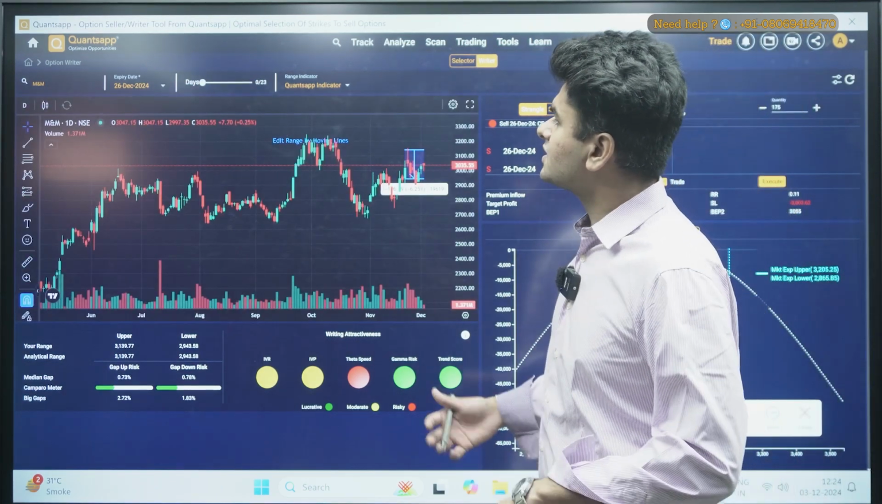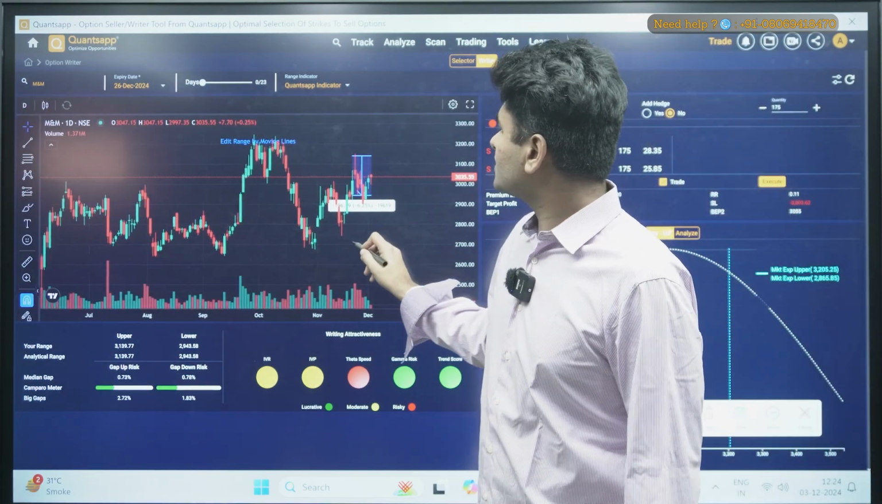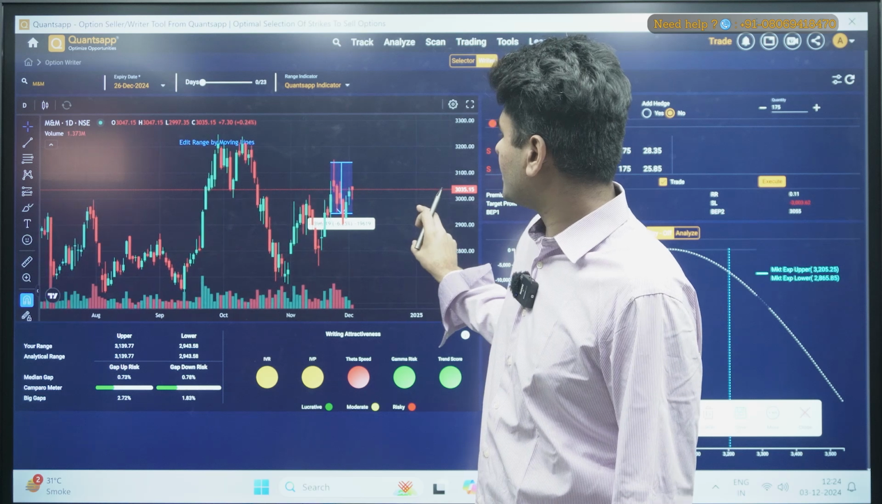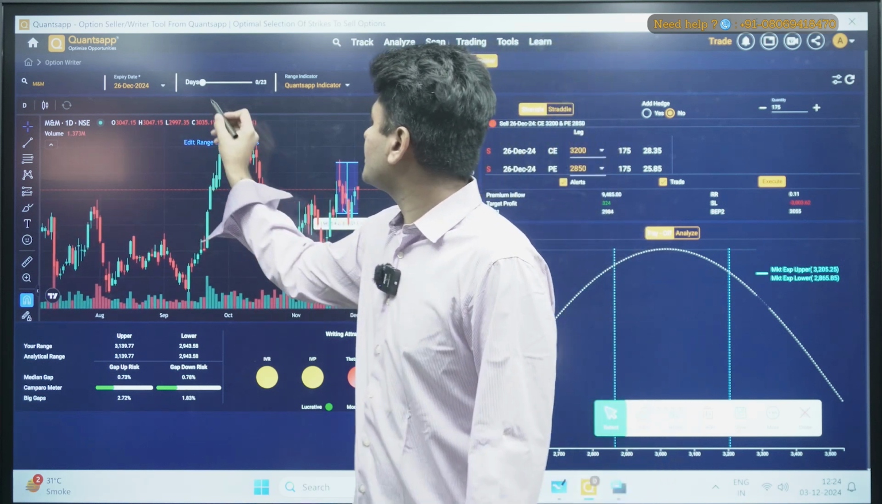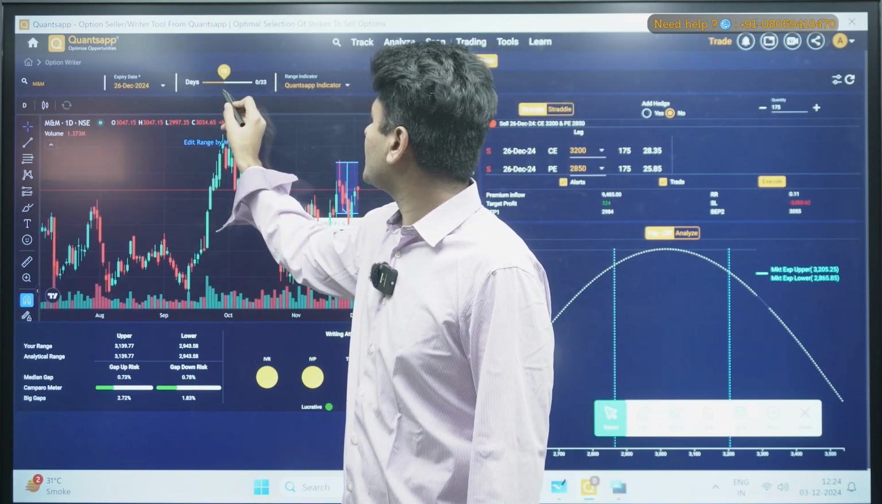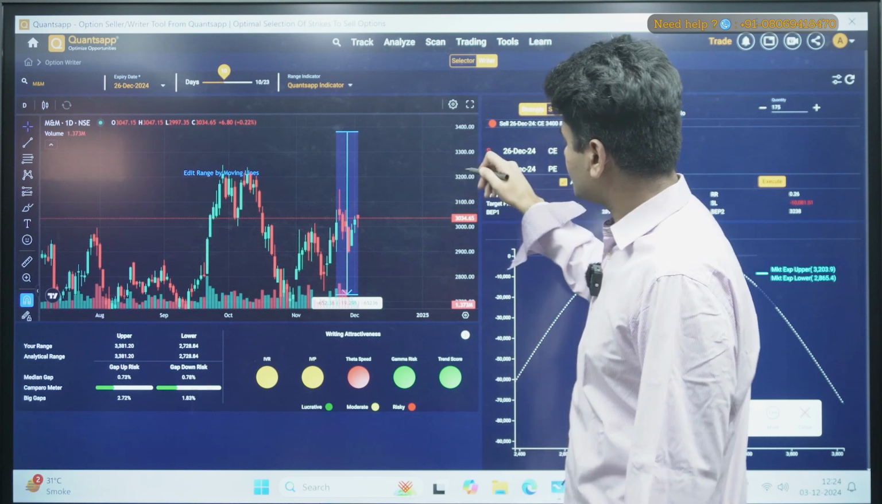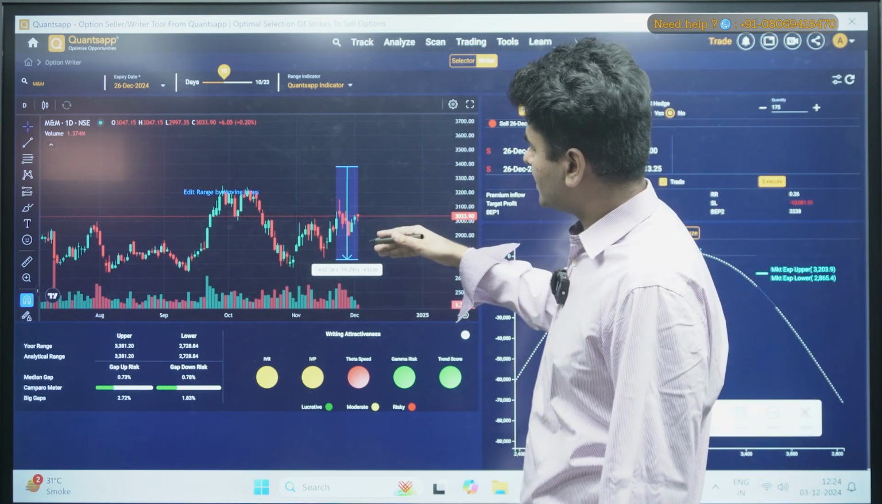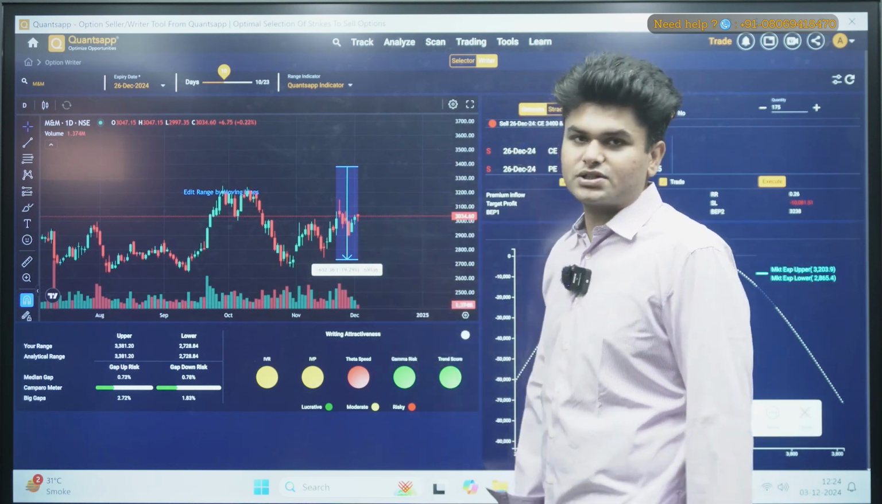Right, so as you can see, this is M&M's chart. Now you can see the range is already identified to you. Okay, so this is intraday. Let's just suppose we are doing it for 10 days. Okay, so this is giving you a range. Automatically the range is identified by Quantsapp itself.